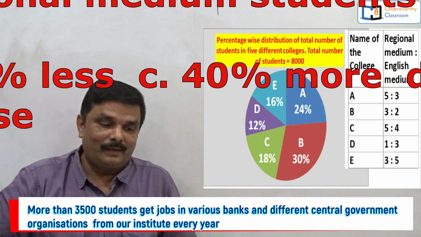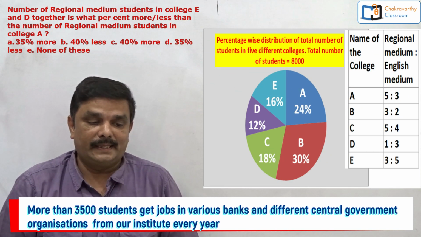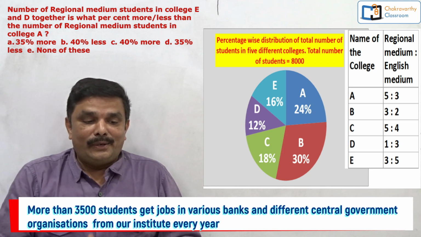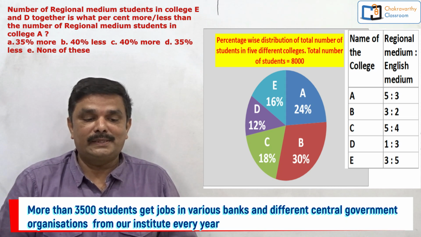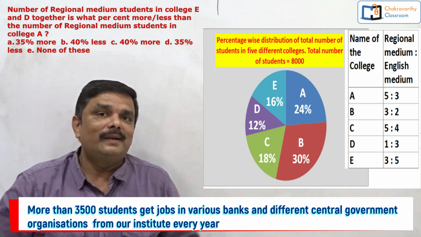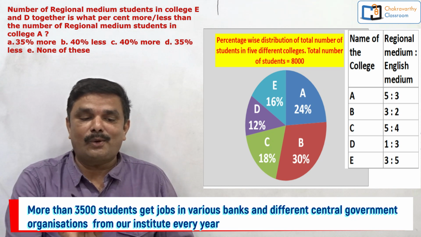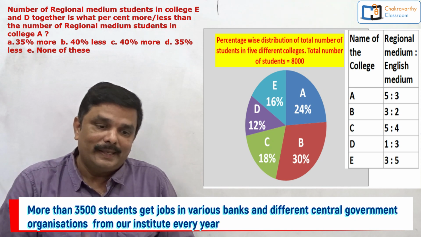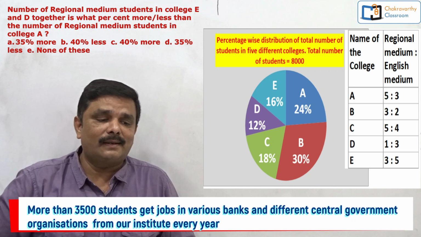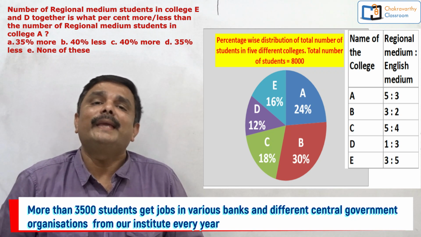Now, just take the third question, students. Even this question should be done by you. The question is: number of regional medium students in college E and D together. The same thing, students, while reading the question only, try to analyze that one. Number of regional medium students in college E and D together is what percent less or more than the number of regional medium students in college A?